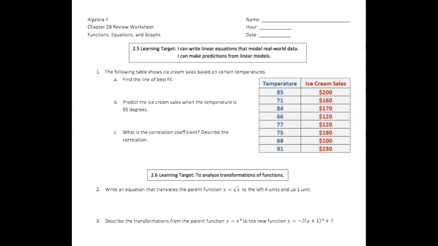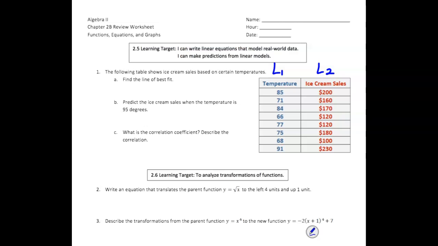It says the following table shows ice cream sales based on certain temperatures. Did you guys have a chance to get this data entered? Yes? Okay. So we put the temperatures in list 1 and ice cream sales in list 2. They're asking us to find a line of best fit. Another term for that is linear regression.